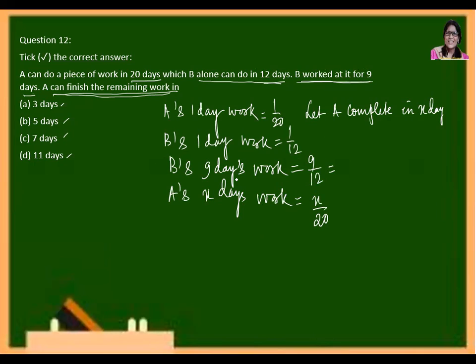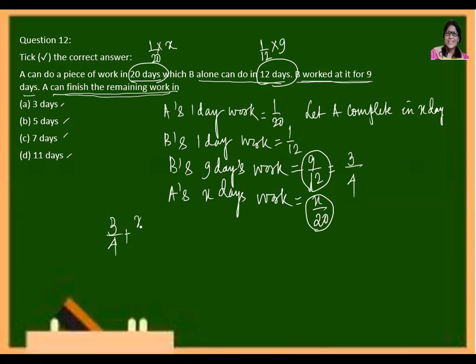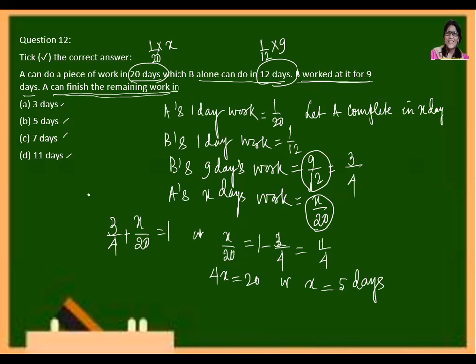Again, I repeat, A is doing 1 by 20 in 1 day. B is doing 1 by 12. And B is doing for 9 days, so 9 by 12. We suppose A completes in X days, so it will be X by 20. And the total work is 1. 9 by 12, I'm simplifying, is 3 by 4. So 3 by 4 plus X by 20 is equal to 1. Or X by 20 is equal to 1 minus 3 by 4. That will be 1 by 4. So 4 times X is equal to 20, or X is equal to 5 days. So A will complete the remaining in 5 days.